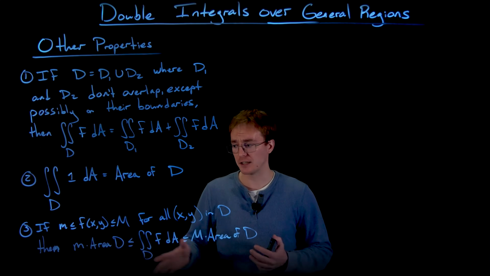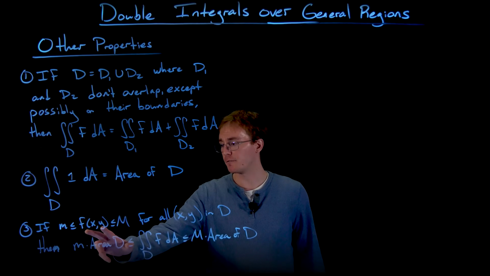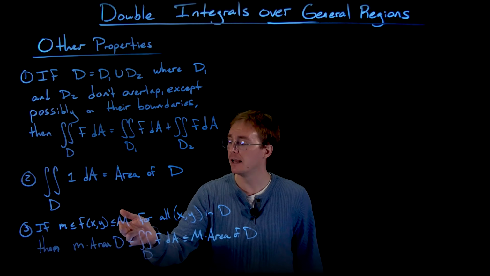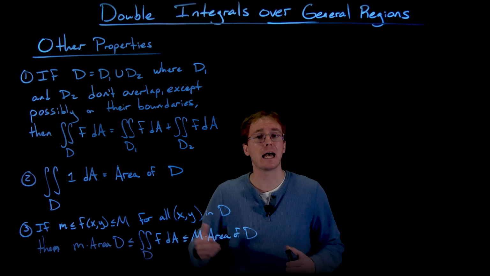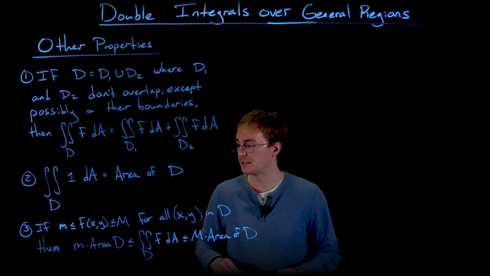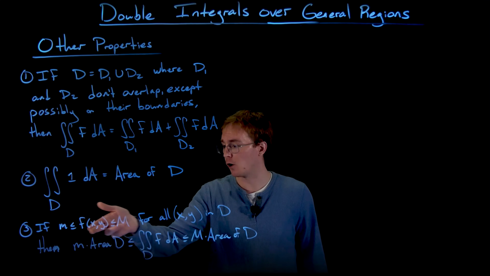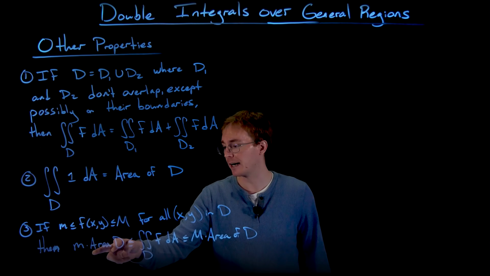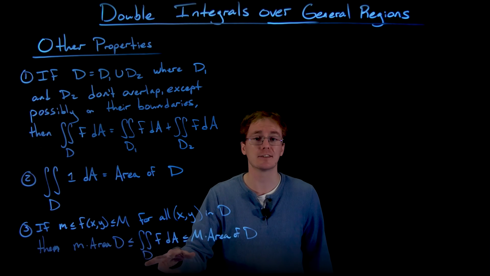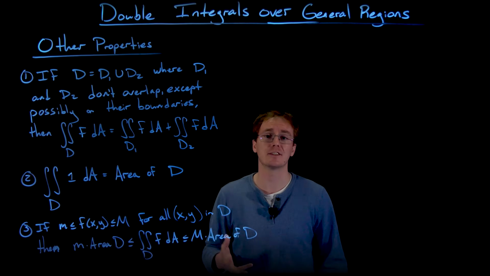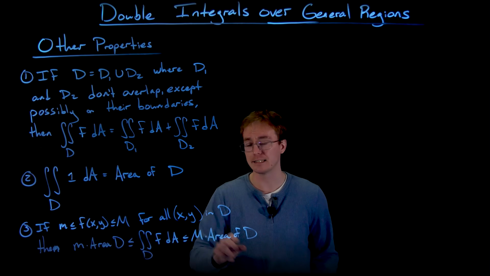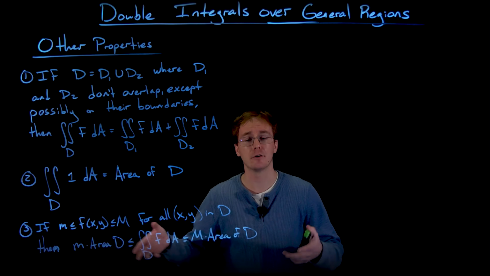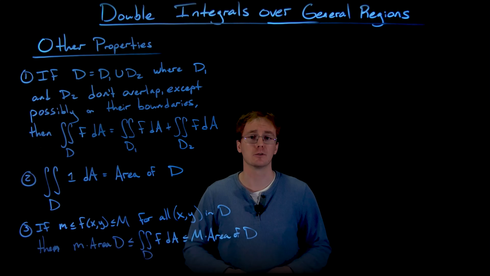And our third property, which is another comparison property, says that if our function we are going to be integrating is bounded below by some minimum value little m and bounded above by some maximum value capital M for all points in our region D, then if we integrate all three sides of this inequality over our region D, the minimum value m times the area of our region D is going to be less than or equal to our double integral, which is going to be less than or equal to the area of our region D times that maximum value. And this is sometimes used to help give us a lower and upper bound for our double integral if it's too difficult to compute.